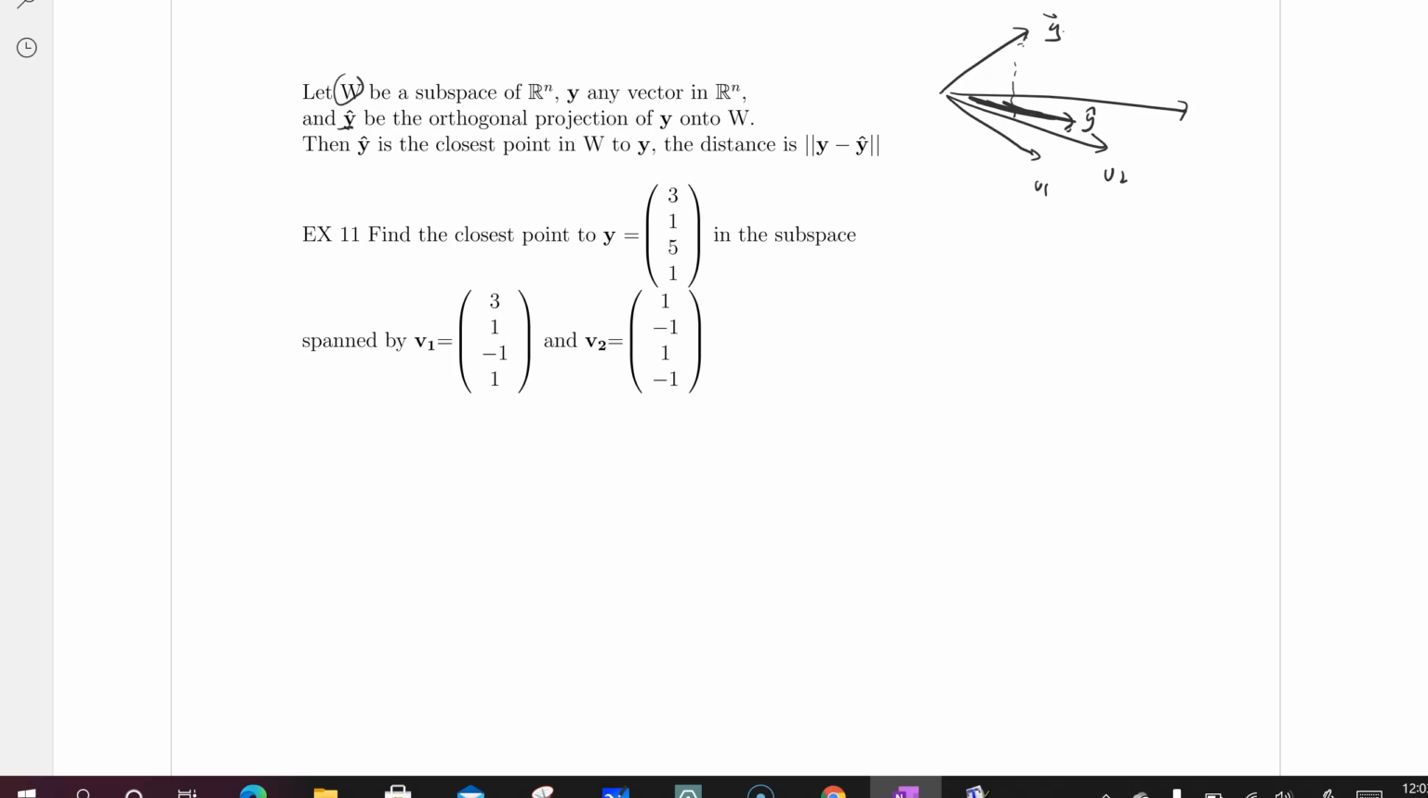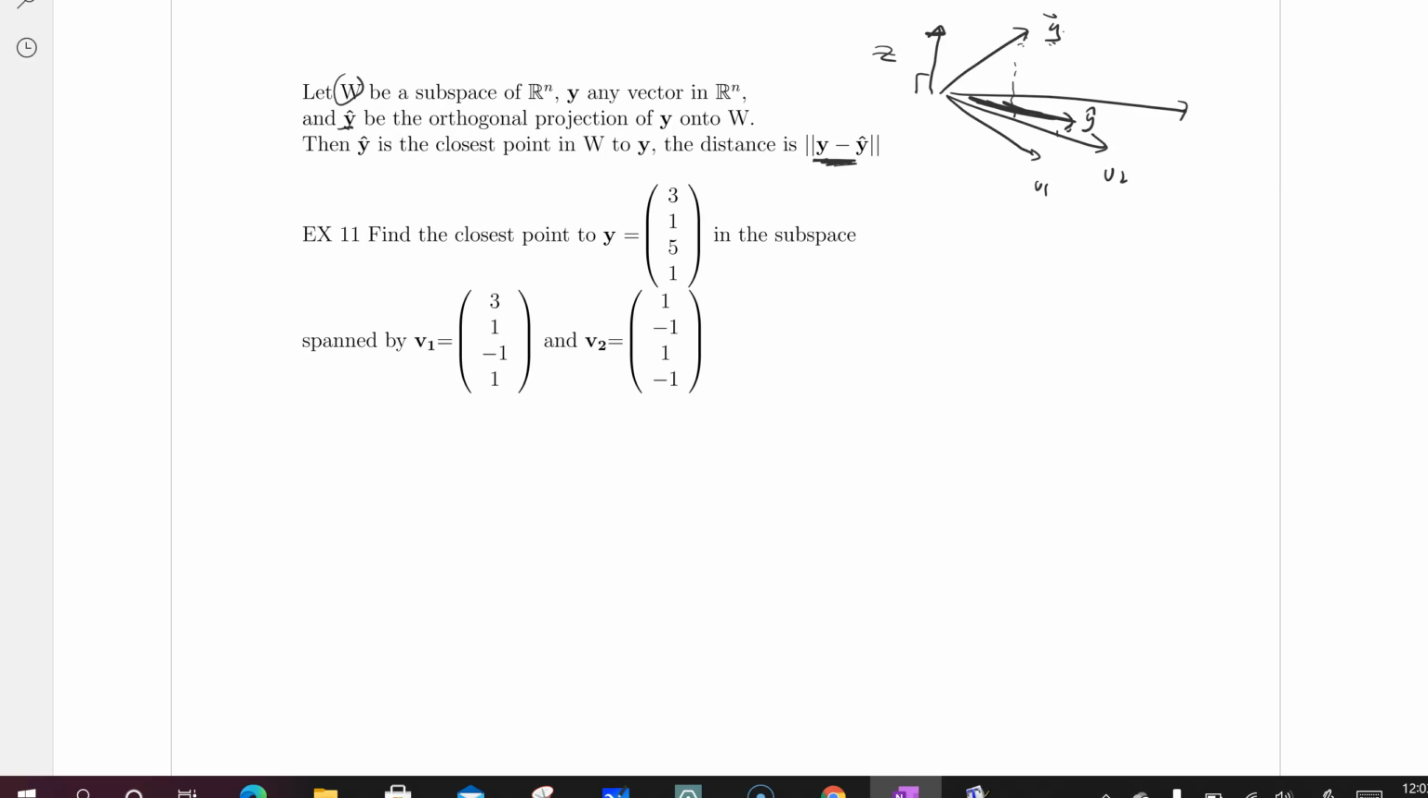And you know that the subtraction y minus y hat is this z, that's poking up out of it, that's orthogonal to them. So the length of z is the distance between y and y hat. That's the closest point, so that gives us the distance. All right, so let's go find that.